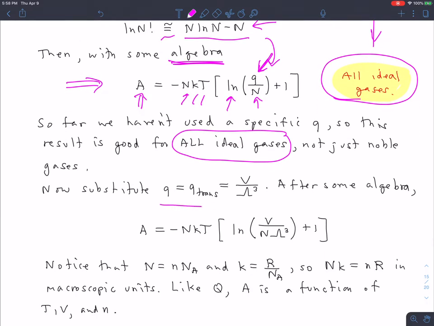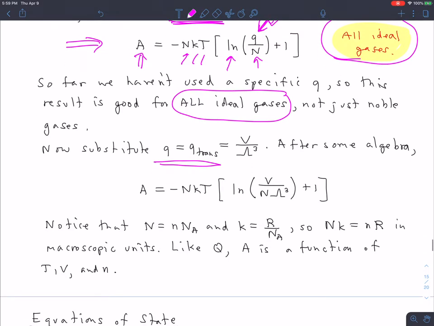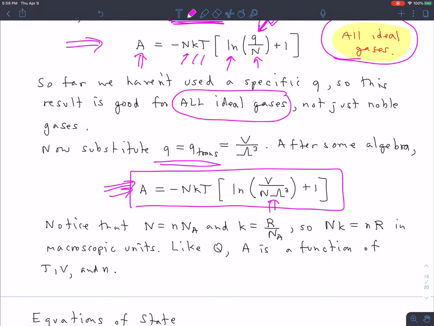Now let's plug in our particular molecular partition function, Q trans. And if you do that, then here's our expression for the Helmholtz free energy. That's not of great interest in and of itself. We could plug numbers in here and we get a number out here, but honestly the numerical value of Helmholtz free energy isn't the most interesting thing. What's interesting about the Helmholtz free energy is that you can use it to get all other thermodynamic quantities.